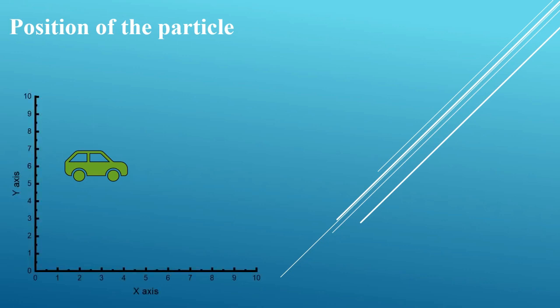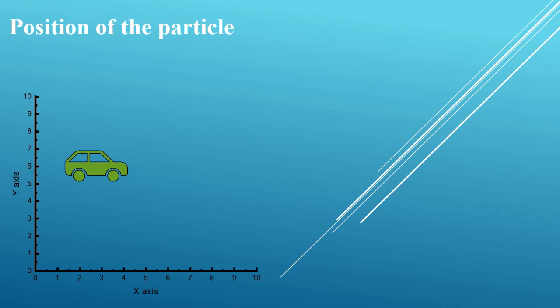So, what is the position of a particle? The position of the particle is the location of the particle with respect to the x and y axes. What that means is, I have a car, and if I want to tell you the position, I'm going to draw the x and y axes and tell you the position of this car.